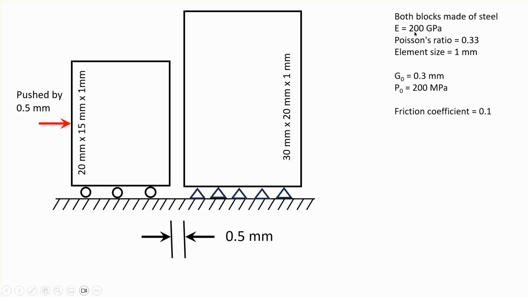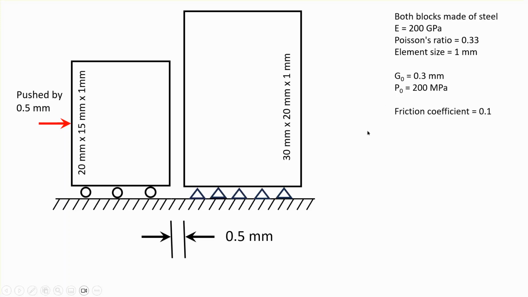Both are made out of steel for simplicity, and I'm going to mesh it with 4-noded elements, 1 millimeter in size. And those parameters, g0 is 0.3 millimeters, and p0 is 200 megapascal. And there's a friction coefficient of 0.1.